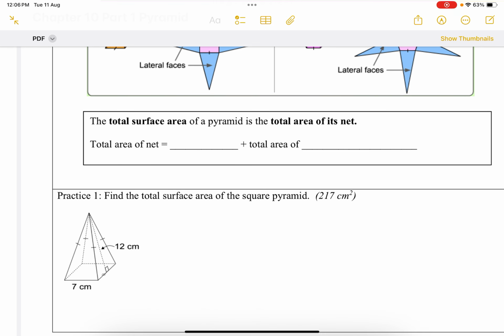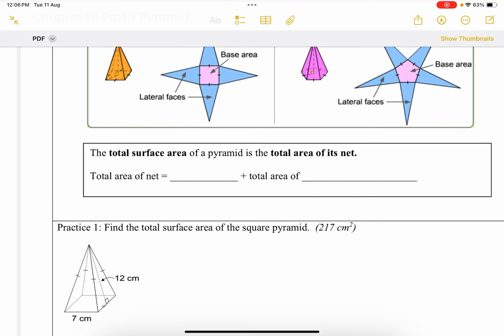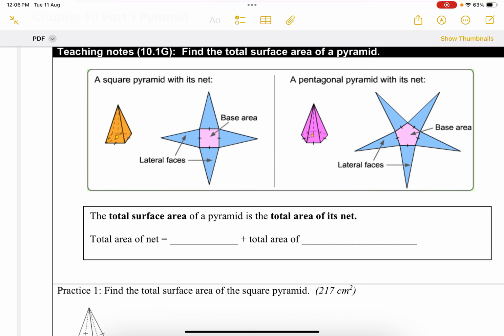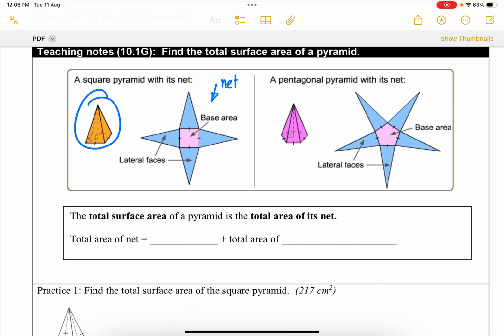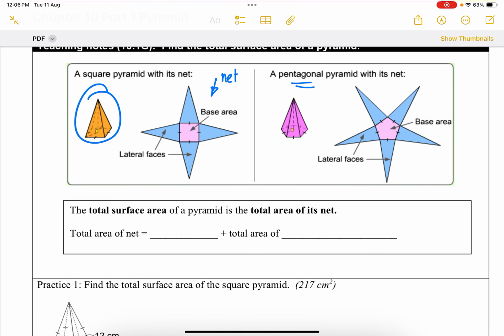Okay, so we move on to the bottom of the page. If we have a square pyramid over here, you open it up. This is what you will see. This is called the net. And we want to talk about the total area of the square pyramid. We will have one square base and 4 lateral faces, and 4 of them are the same. Whereas if you have something like a pentagonal pyramid with its net, so we're talking about a 5-sided base, we will have 5 lateral faces. So the total surface area of a pyramid is the total area of the net.